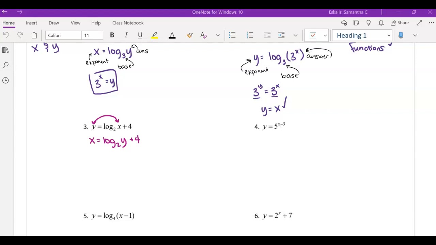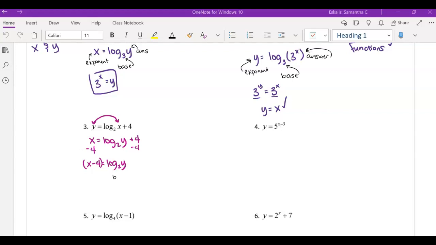Now, since this plus 4 is not in parentheses, it's not included with this log, we're going to get rid of it. So we're going to subtract 4 from both sides. Now we have x minus 4 equals log base 2 of y. So now we've got our log isolated. I'm going to put parentheses around my x minus 4 so that way I know that that's together. That's like one unit.